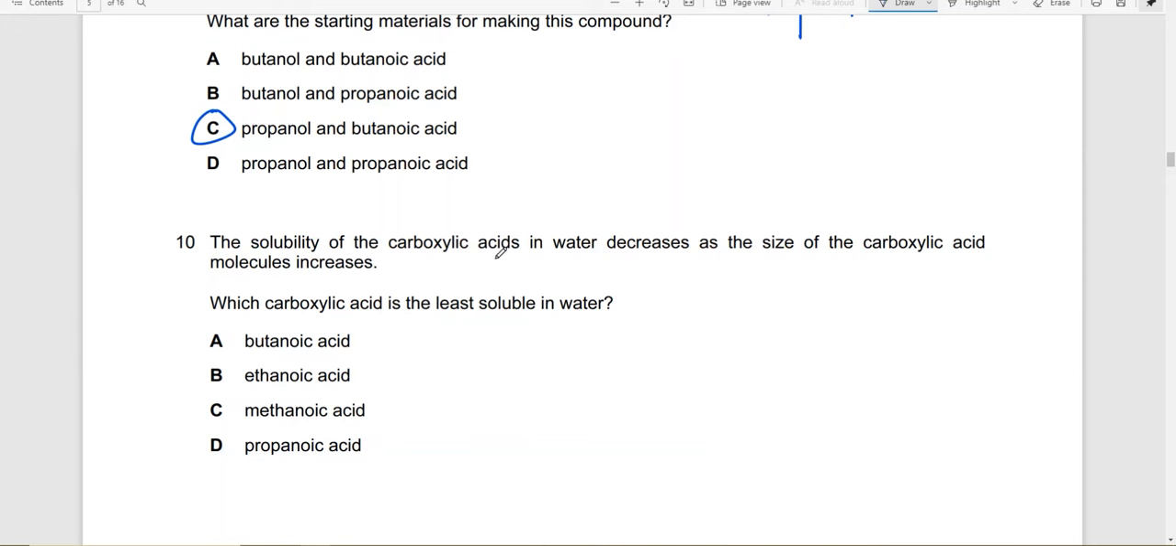The solubility of the carboxylic acid decreases with the size of the carboxylic acid, which means the greater the size of the carboxylic acid, the lower its solubility. So, which is least soluble? The biggest one will be the least soluble, that is butanoic acid.